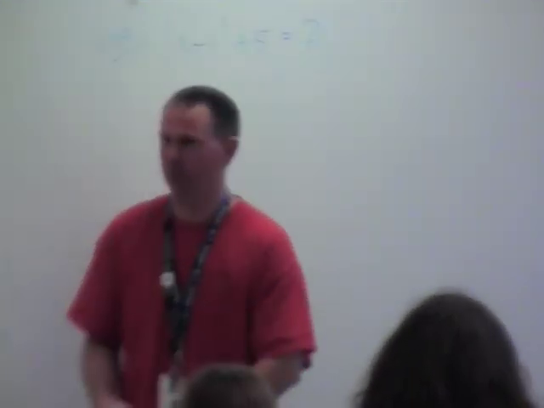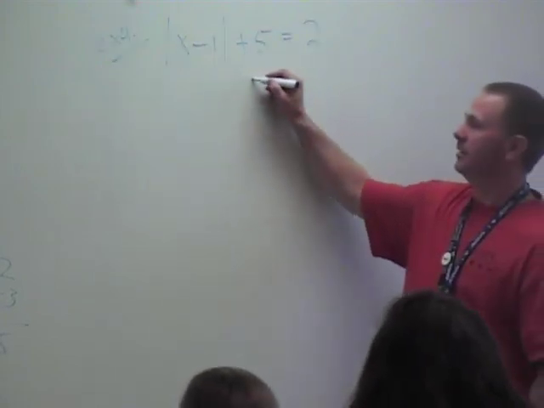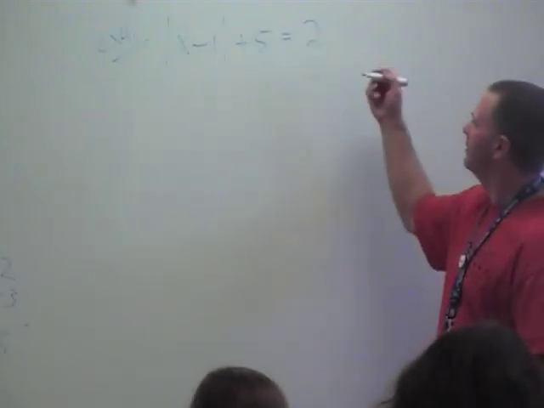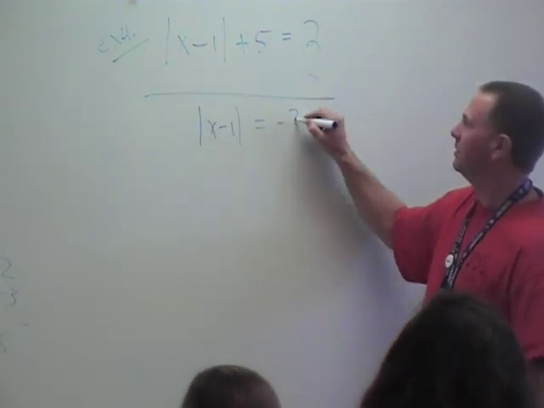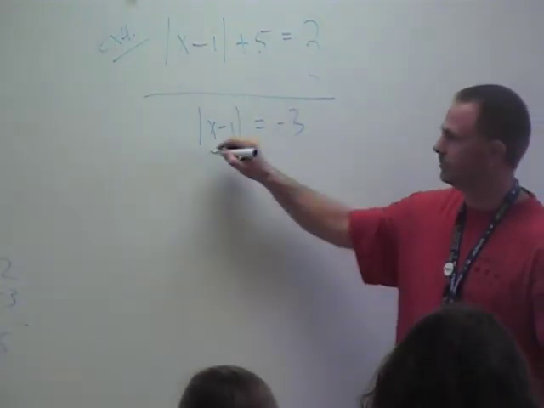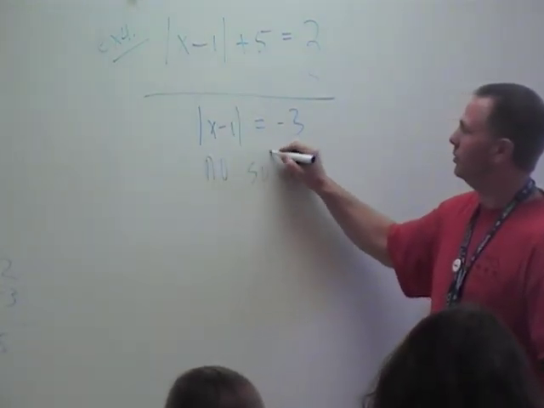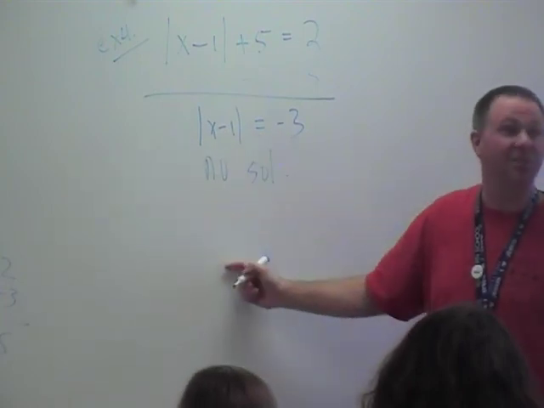Why? Not possible. Rule 1. What do I do, Steph? Subtract 5 from both sides and then you get a negative absolute value, so it's not possible. Absolute value cannot equal negative. No solution. Yes, you can go ahead and solve it and get numbers.